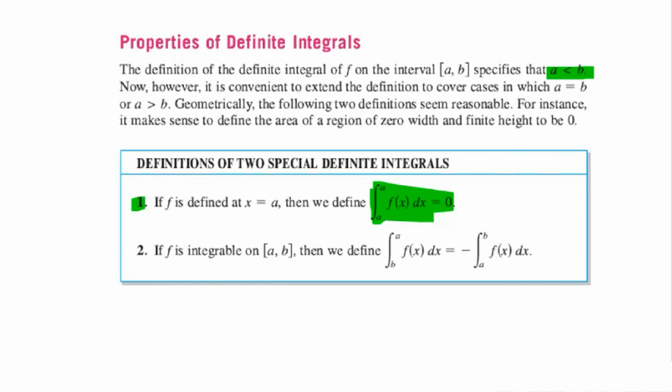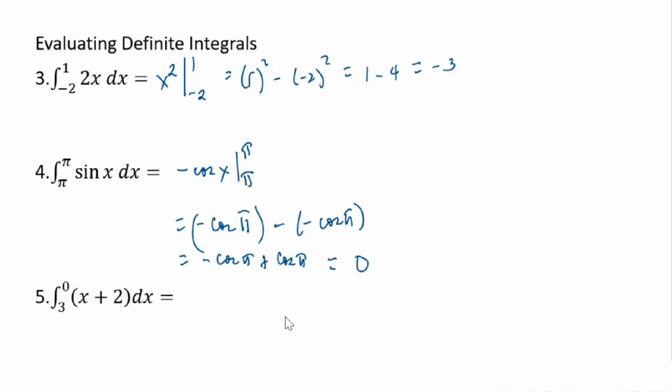Okay, so let's apply property number 2. Because this one is bigger and the other one is smaller, I will write first the negative sign, and then I'm going to interchange the limits. So we start now below with 0, which is smaller, and the upper limit is the bigger one, which is 3.